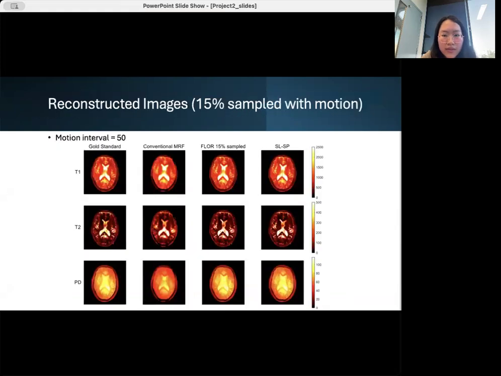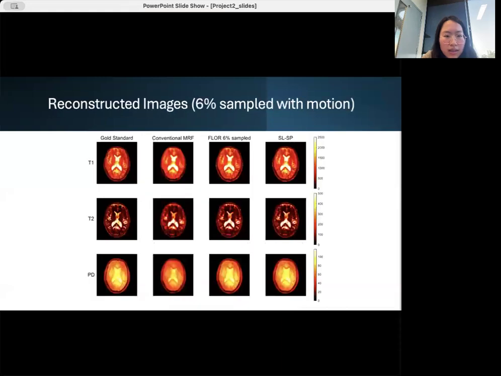And here's the result for when we chose a motion interval equal to 50. And the results are similar. And here's the result for the 6% sampling ratio with motion.